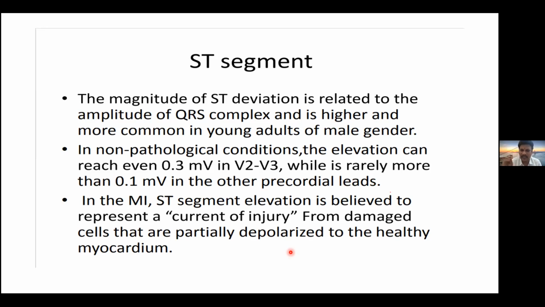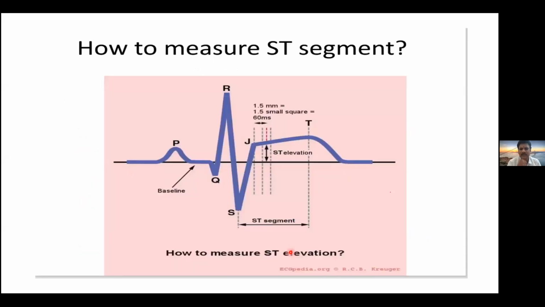Whereas in the case of unstable angina and non-ST elevation, more of the injury happens in the subendocardium. So the current of injury is away from the electrode. That is the reason why ST depression happens. Now we understand why ST elevation happens. I'll make it simple. There are multiple theories. This is the simplest theory for you to understand.